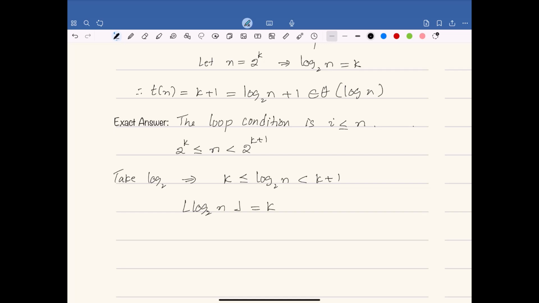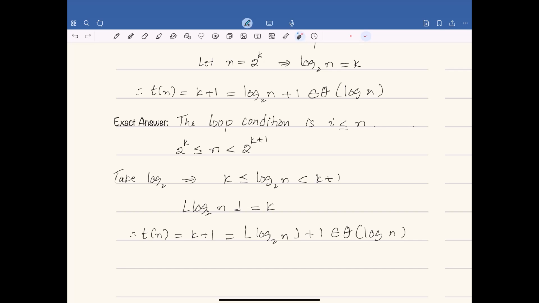Now substitute this value into formula 1. So we have T(n) is equal to k plus 1. And this will be equal to floor of log 2 of n, plus 1. And again, this belongs to big theta of log n. And notice that for the estimated and exact answers, we are getting the same efficiency, which is big theta of log n.